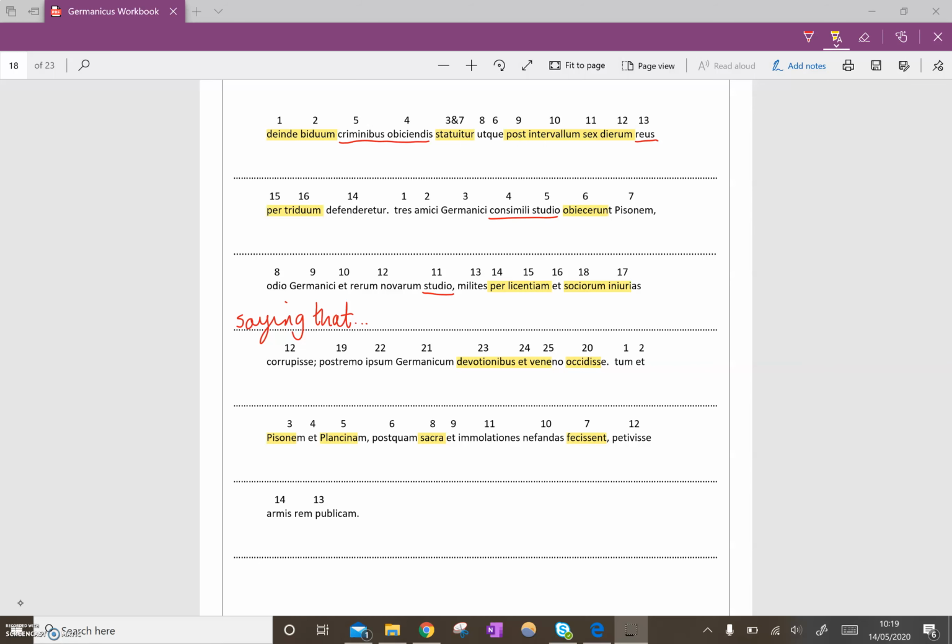Now the reason that we probably translate rem publicam as state is that at this point, as we know, the emperors are in charge. So it's not actually really a republic politically anymore. So that whole last sentence then from tum is then both Piso and Plancina, after they had performed sacred rites and unspeakable sacrifices, they had attacked the state with arms. Now, the reason that these sacrifices are unspeakable is because it's an offence against the gods to perform such sacrifices.